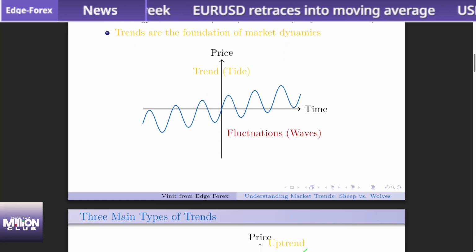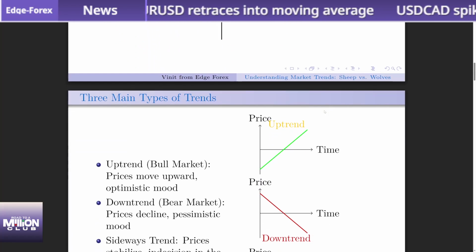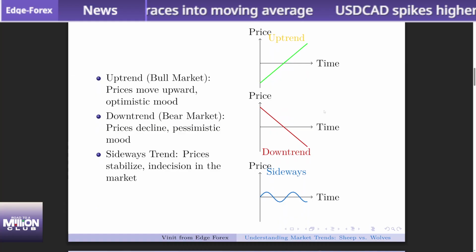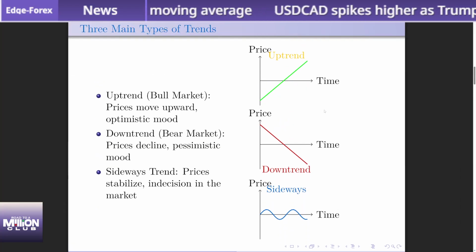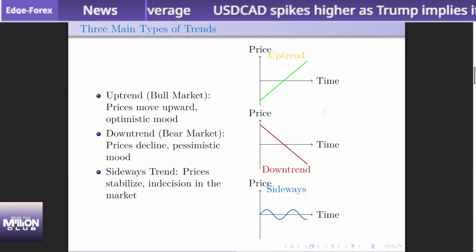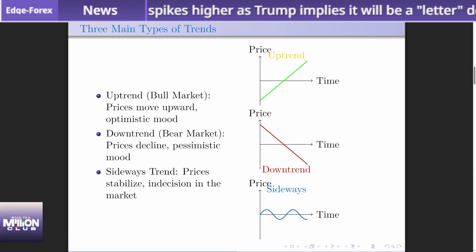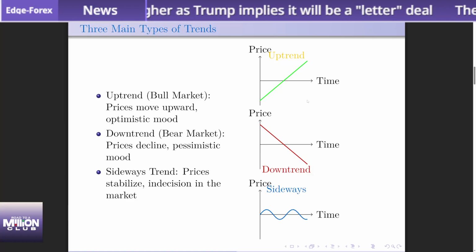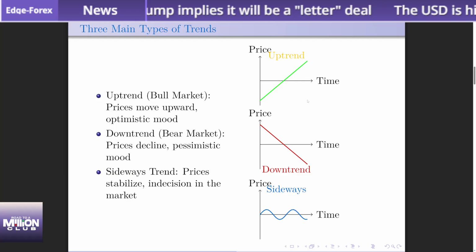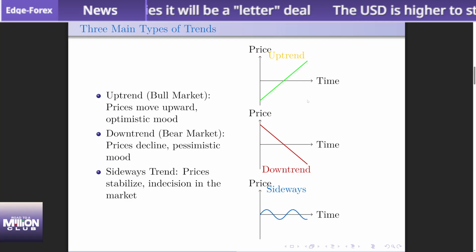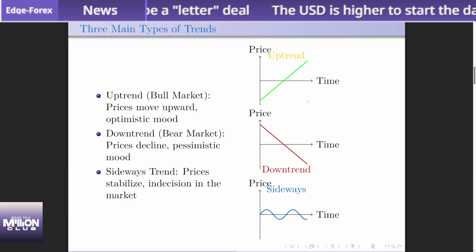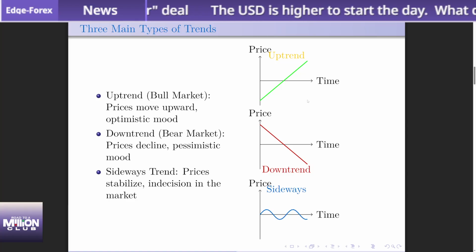Now, there are three main kinds of trend you need to know about. First, you have an uptrend. You might hear this called a bull market. This is when the prices are generally moving up. Imagine a staircase. Each step up is higher than the last. This means the overall mood of the market is positive. Investors are feeling optimistic, they are buying, and they are willing to pay more.